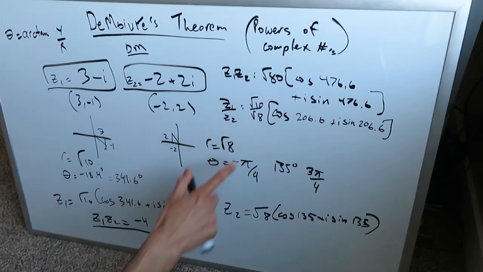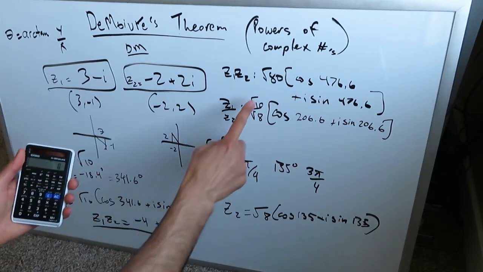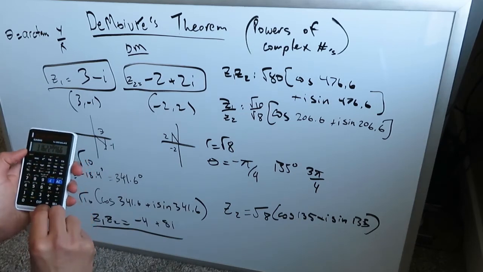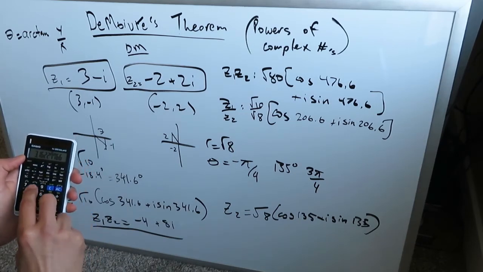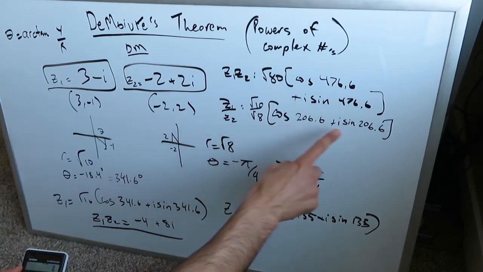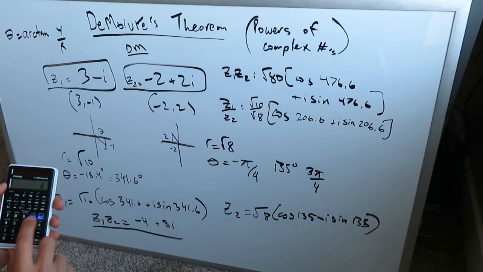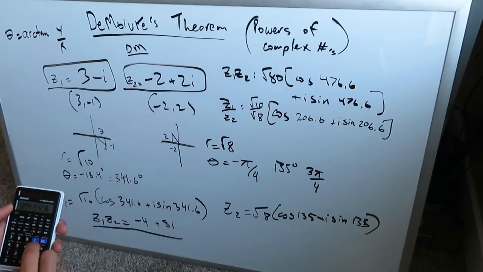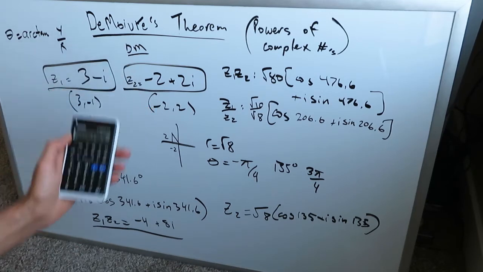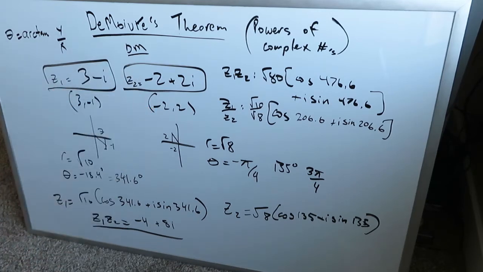Now let's look over at the z1 divided by z2 again. Let's do the root 10 divided by root 8 and we save that into our memory function. Now I'm going to do cosine 206.6, multiply with my saved value. 206.6 cosine times it with that, I get a minus 0.999. But I can round that up to minus 1, nothing wrong with that. So for z1 divided by z2, I'm getting as my first part, my real part, a minus 1.